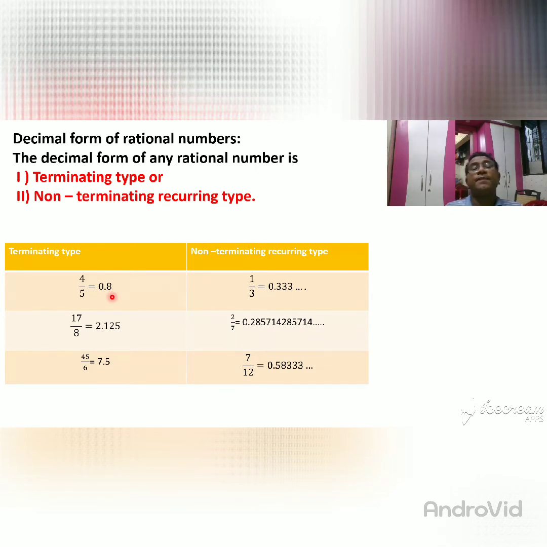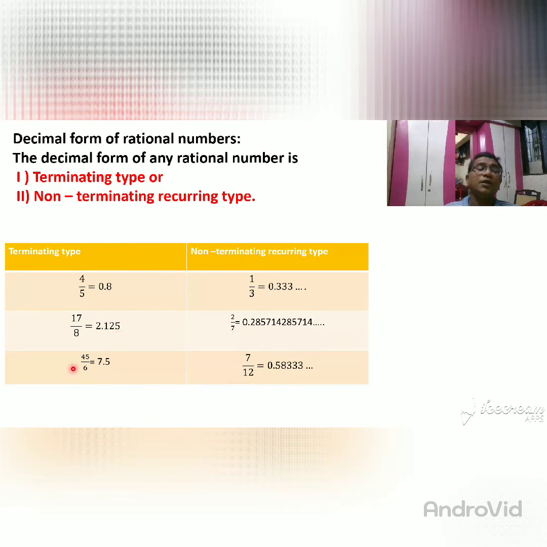Then 17 upon 8. So 8 divides 17. 8 twos are 16. 17 minus 16, what remains? 1. So here is 2, then 17 minus 16, 1 remains. Decimal point. See, this decimal point is given. So to 1 we give 0, it becomes 10. 8 ones are 8. 10 minus 8, what remains? 2. Again take 0, 20. 8 twos are 16. So 20 minus 16, what remains? 4. Again take 0, it becomes 40. 8 fives are 40. So here the remainder is 0. We cannot divide forward, so it is terminating.